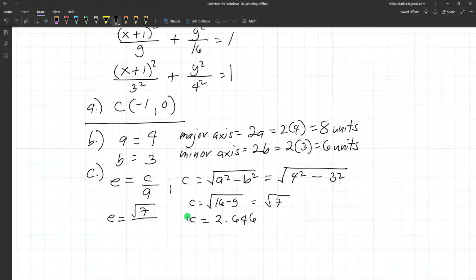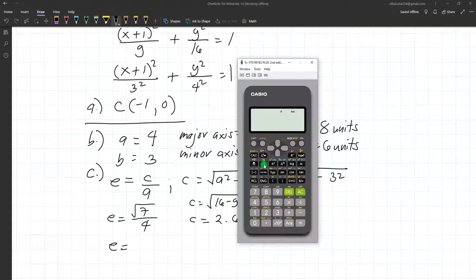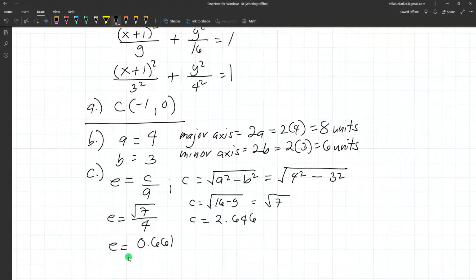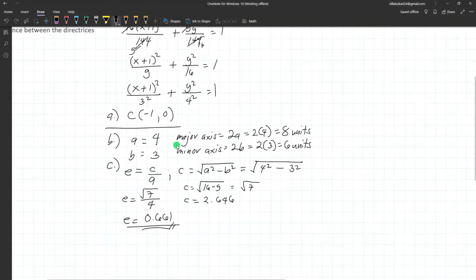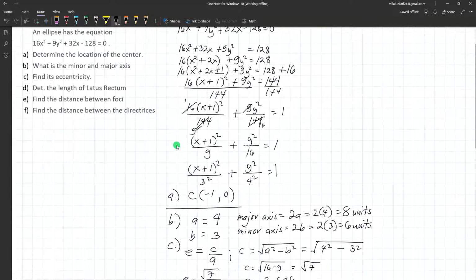Now, a is 4. Eccentricity, square root of 7 over 4 equals 0.661. So, it is less than 1. It is an ellipse.